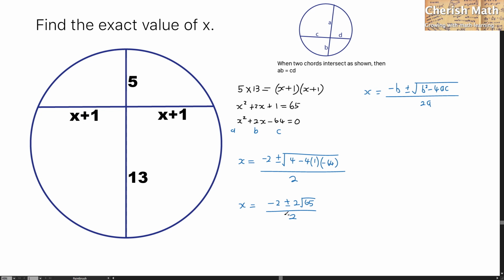Now, when looking at this, negative 2 minus 2 square root of 65 divided by 2 is in fact in the form of a negative. So the only one that we can accept here is the positive one. That would be negative 1 plus the square root of 65, which is a positive number. So this is the only answer that we are accepting.